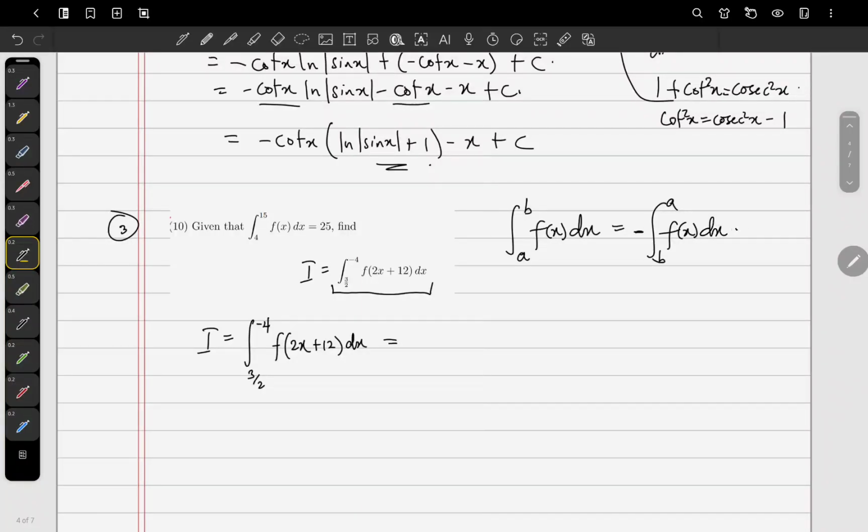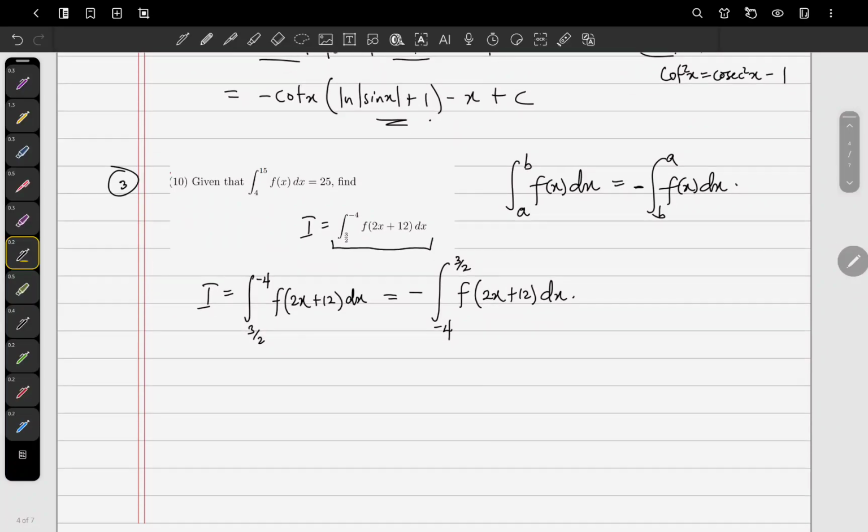So I can deal with that immediately before thinking of something else. So this is from negative 4 to 3 over 2 of f of 2x plus 12 dx. Now the next thing, we cannot break f of 2x plus 12 into f of 2x plus f of 12. That is not possible. We don't know what kind of function f is.